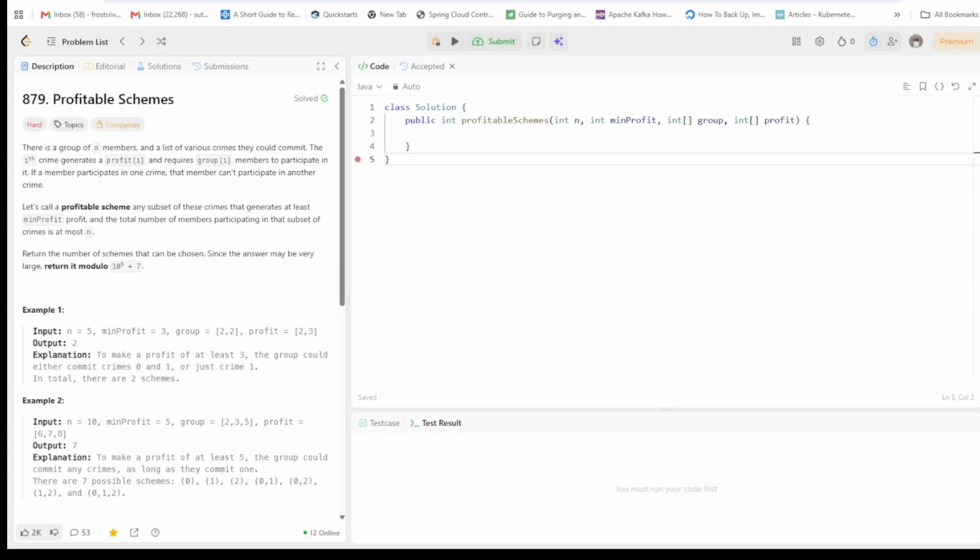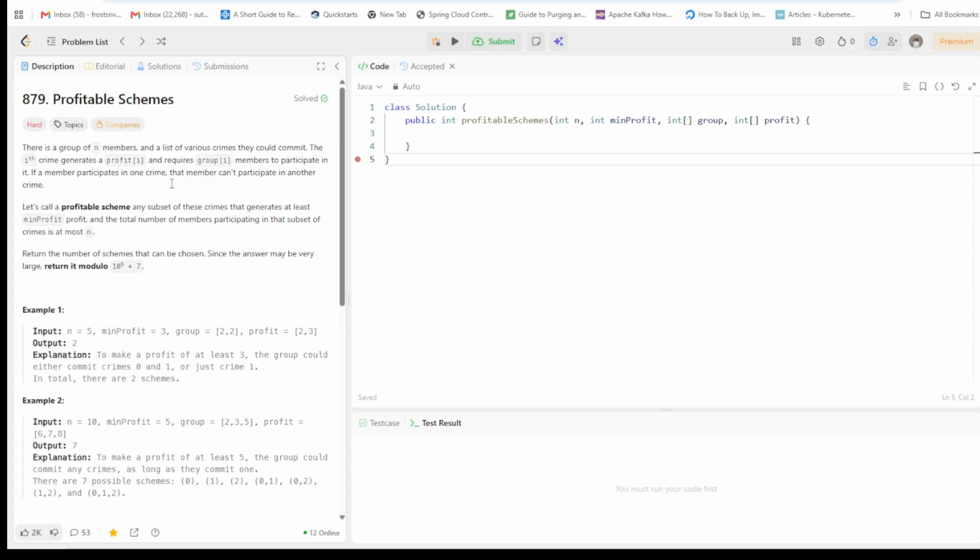So the problem states that we are given a group of n members and a list of various crimes they could commit. The ith crime generates a profit and requires group[i] members to participate in it. If a member participates in one crime, that member cannot participate in another crime. Let's call a profitable scheme any subset of these crimes that generates at least minProfit, where the total number of members participating in that subset of crimes is at most n.